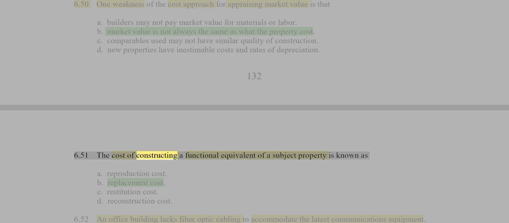6.51 The cost of constructing a functional equivalent of a subject property is known as a A. Reproduction cost. B. Replacement cost. C. Restitution cost. D. Reconstruction cost.